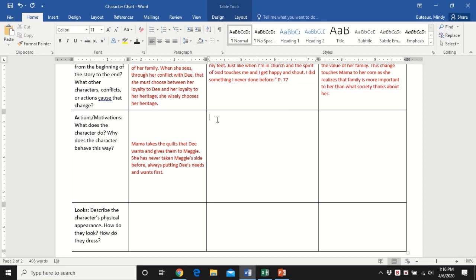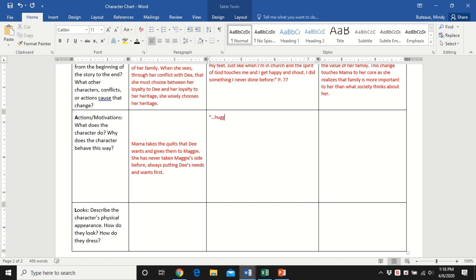Okay, so in that same paragraph, paragraph 77, you'll see that it says she hugged Maggie to me, then dragged her into the room, snatched the quilts out of Miss Wangero's hands, and dumped them into Maggie's lap. Maggie just sat there on my bed with her mouth open. That's going to be our evidence because that shows the actions. What did the character do? She gave the quilts to Maggie. Why does the character behave this way? We'll talk about that in the commentary.